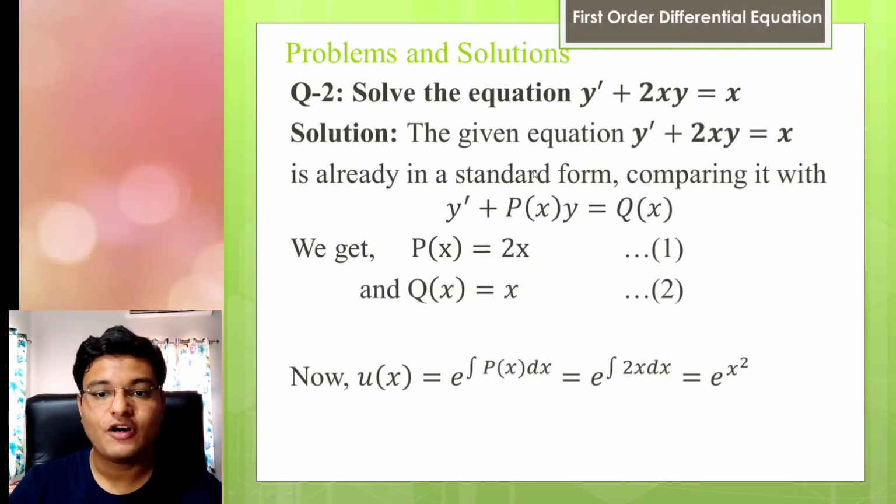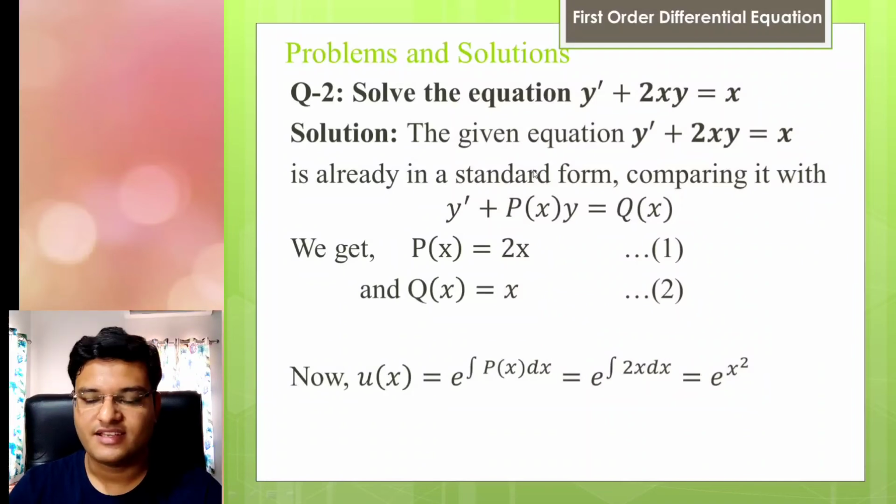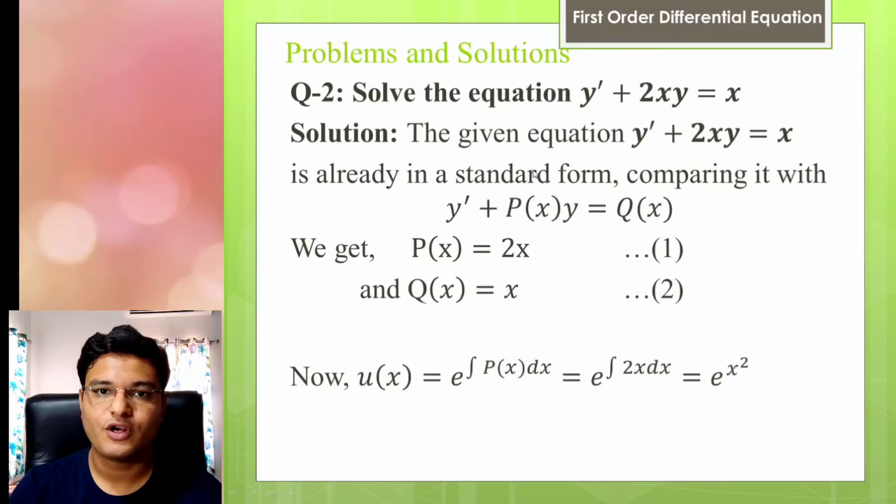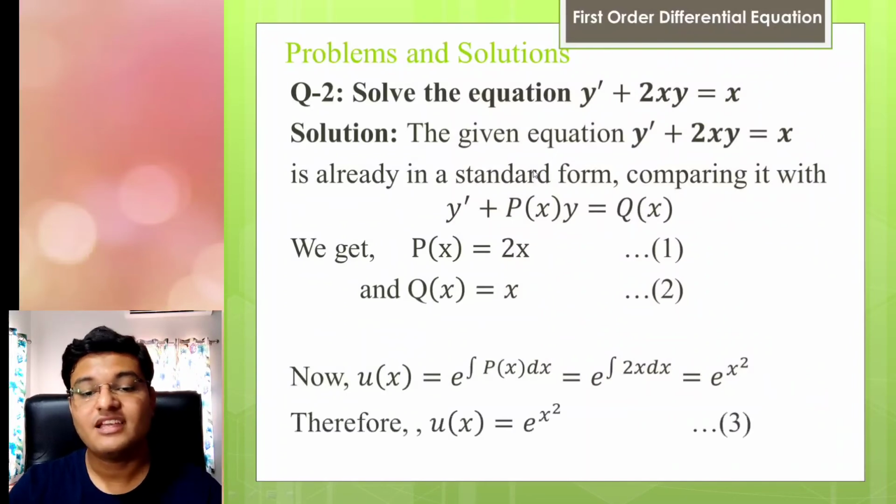Now putting the value of p of x in this formula, we get e to the power integration 2x dx is equal to e to the power x square, because we know that the integration of x dx is x square by 2, and cancelling the 2 from denominator and numerator we get x square. So u of x becomes e to the power x square.